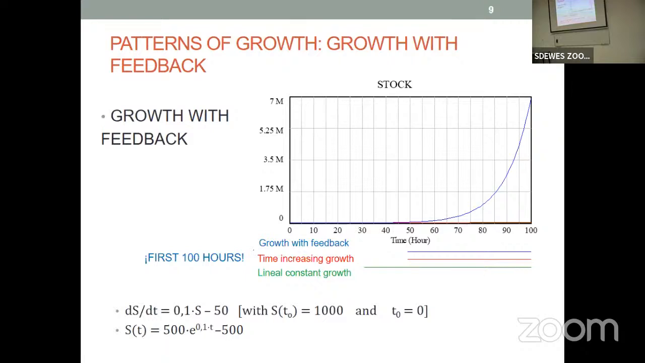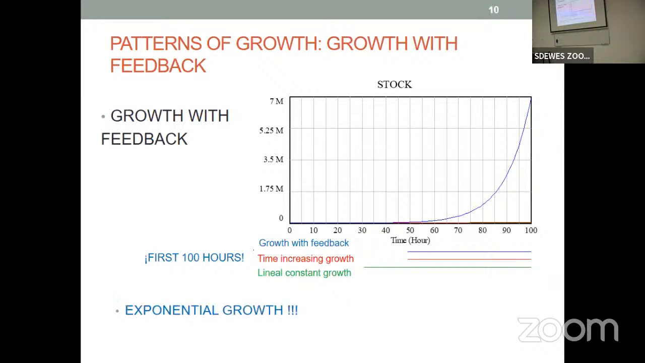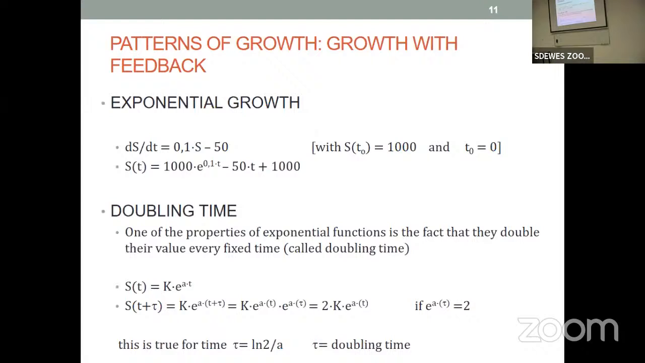At 100, the behavior of the exponential is very, very high, while the time-increasing or linear constant is very low, obviously in comparison with the exponential. So the exponential behavior is really very different to any other behavior, linear or time increasing. This is something very easy to understand, but sometimes it's not so intuitive.